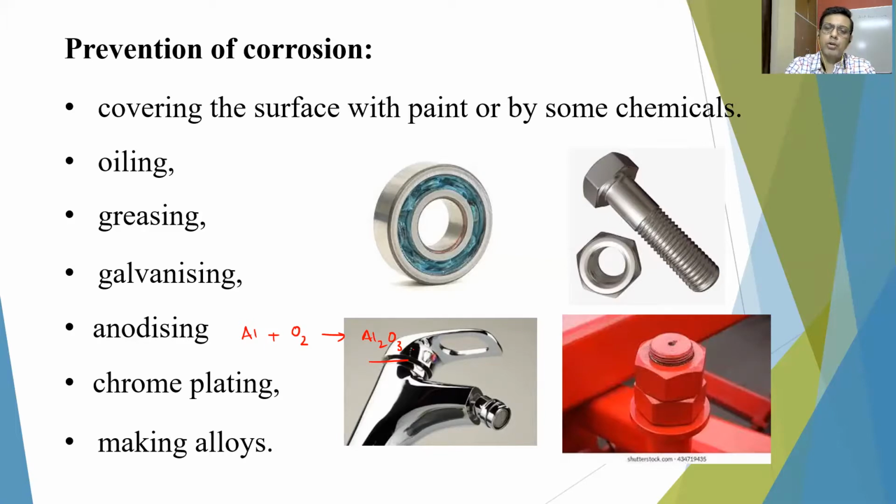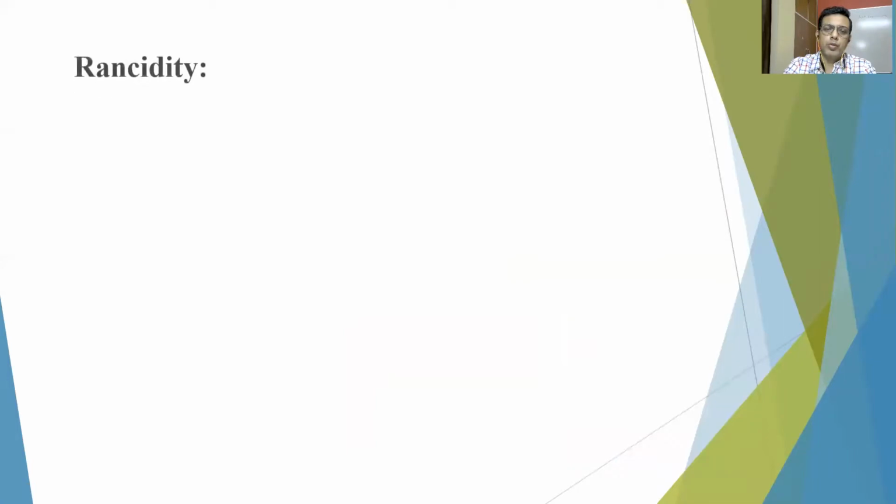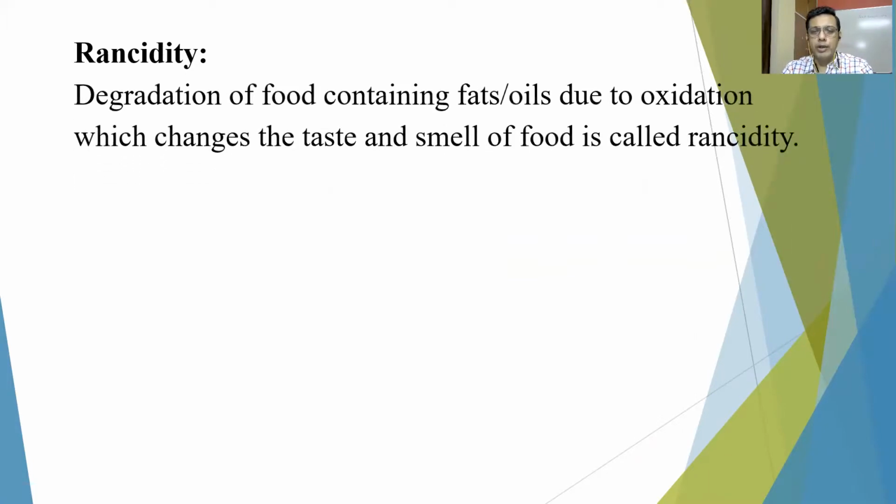Now we'll talk about oxidation of food, where we'll talk about rancidity. Now see, when you keep butter in the open for a long time, what will happen? If you keep butter in the open for a few days, the taste and the smell change. Why? Because food that contains fat and oil, when it comes in contact with atmospheric oxygen, gets oxidized. And because of oxidation, the taste and the smell of the food change. It's destroyed. And this process is called rancidity.